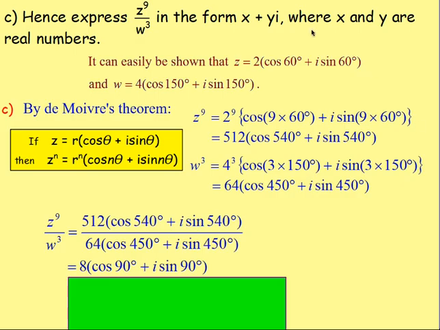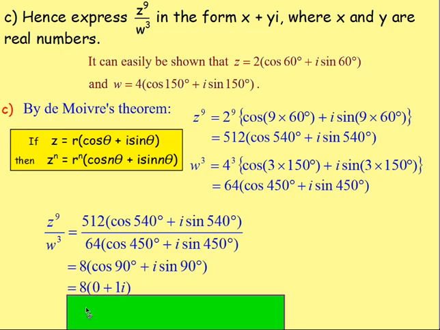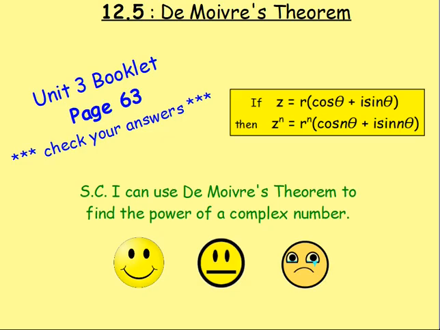We are wanting to leave our answer in the form of x plus yi. We don't want it in polar form, so taking that a stage further, we just need to work out cos of 90 and sine of 90. Cos of 90 works out to be 0. Brilliant. And sine of 90 is 1. So we'd have 8 times 0 plus 1i. Multiply with the brackets, and you know 8 times 0 is 0, and 8 times 1 times i, you could just write as 8i. So that would be our answer. That's it for De Moivre's theorem, working out the power of a complex number.